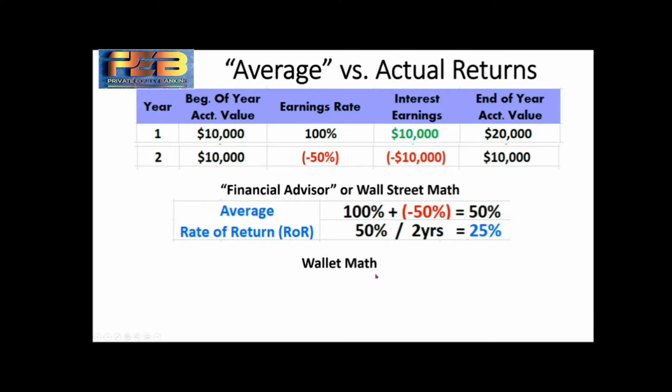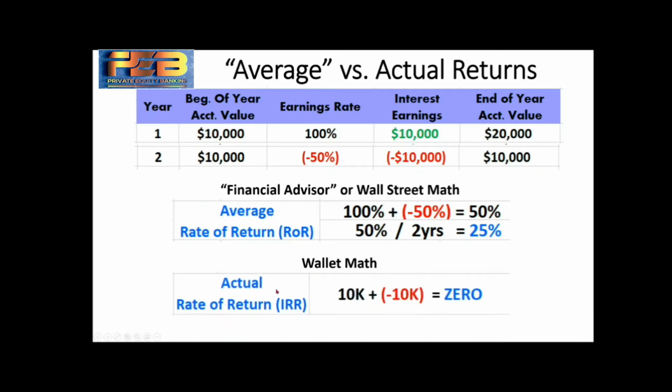And that's why I call it wallet math, because the actual or internal rate of return would have been 10,000 positive plus a negative 10,000, which equals 0. You put nothing back in your pocket. And that is the difference between what we're told we can get on Wall Street and what we actually get on Wall Street.